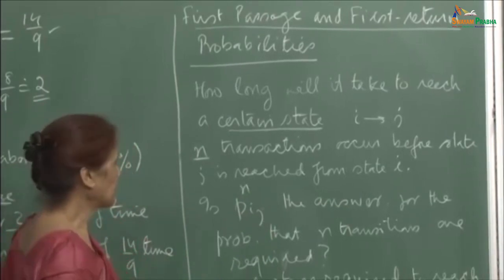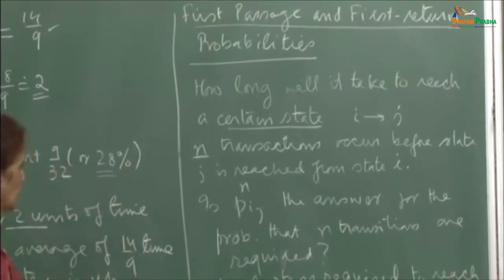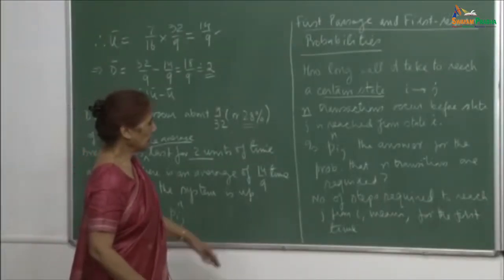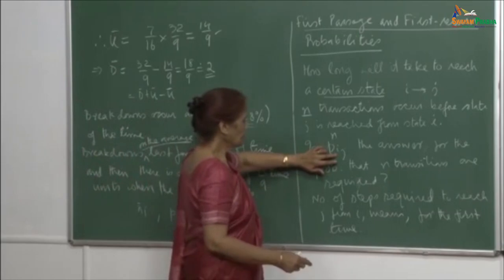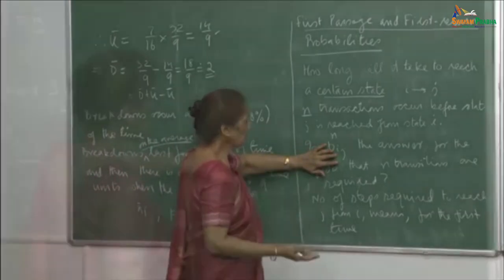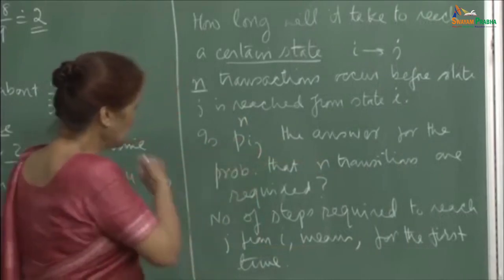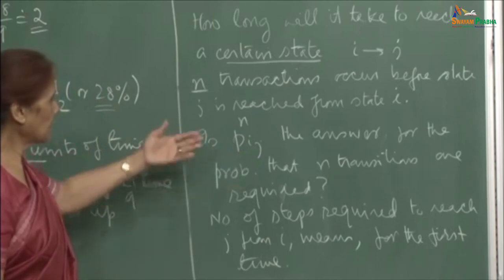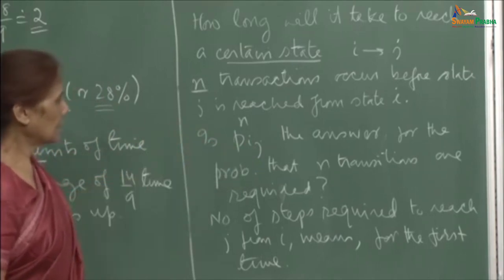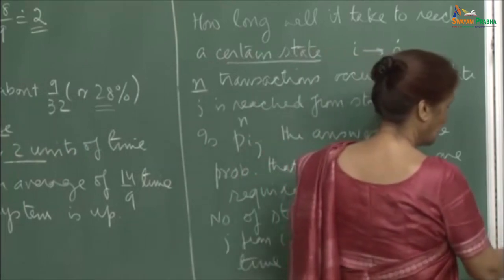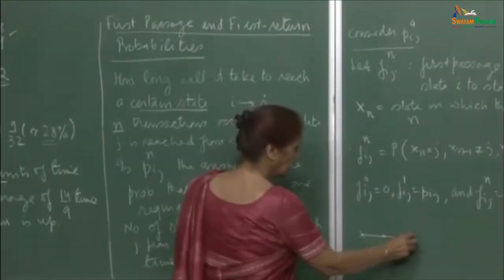But see, now there is a difference. Because when you talk about p i j n, it does not say that you may not reach j a number of times before you finally reach j in n steps. The various graphs that I drew for you earlier showed that, for example, you started from state 1, then you stayed in state 1 and state 1.